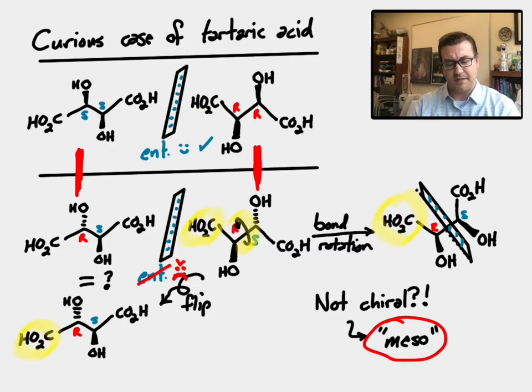This is perhaps the easiest way of recognizing a molecule as being meso: rotate any bonds that you're able to rotate such that you can look at a mirror image and see if indeed you have this perfect mirror image on both sides.